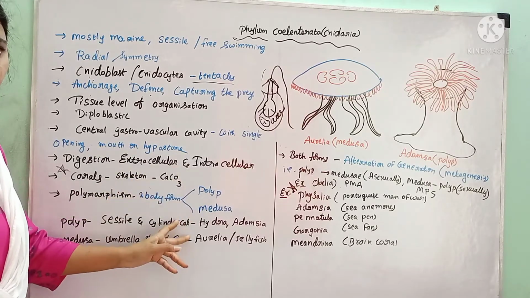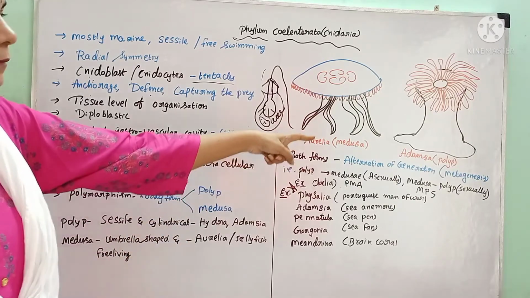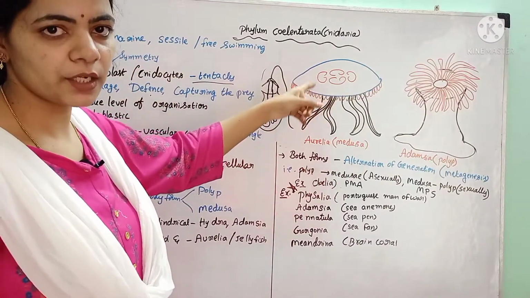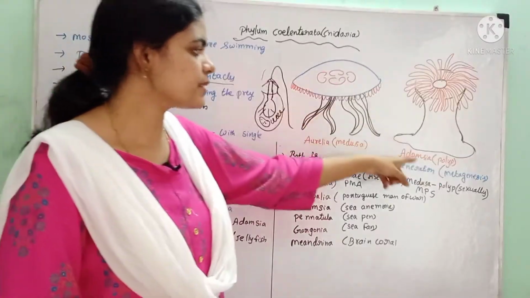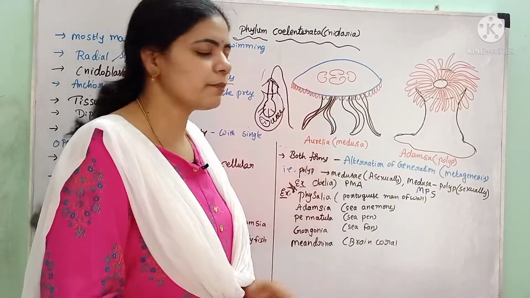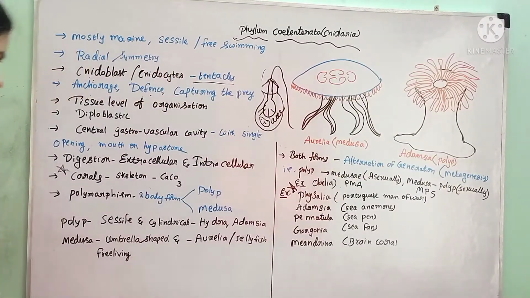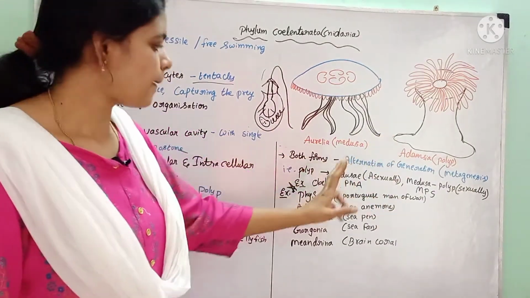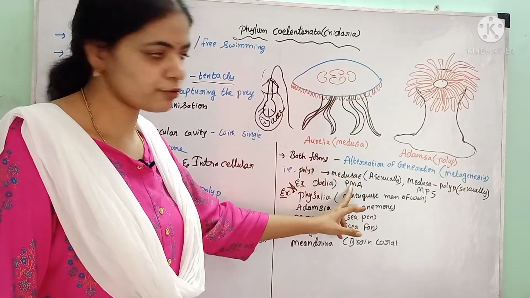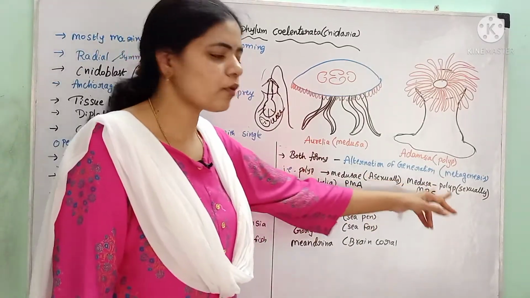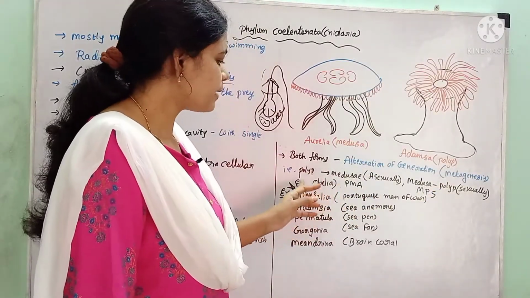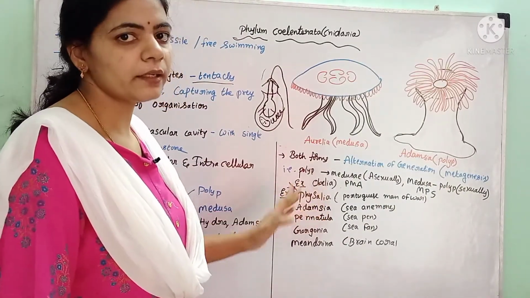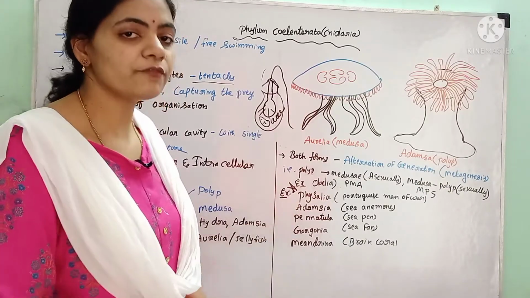They exhibit polymorphism. One is a polyp and another one is a medusa. The polyp is a cylindrical sessile form and the medusa is an umbrella shaped free swimming form. Polyp example is Adamsia and medusa example is the Aurelia jellyfish. And they exhibit alternation of generation: polyp is followed by medusa sexually, medusa is followed by polyp sexually. An example of alternation of generation is Obelia.